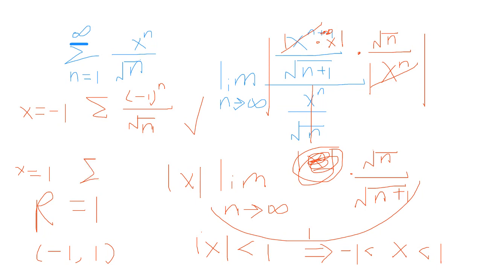At x equals 1, we get a p series, and this p series has p equals a half. Half is less than 1. But for a p series, it converges when p is greater than 1. So half is less than 1, it diverges. So the interval of convergence we can change to be this, right?